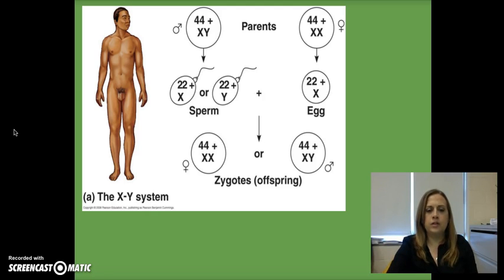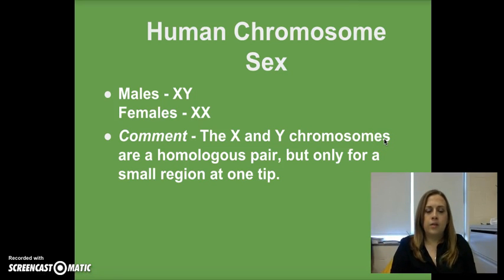So you have the parents, so you've got the 44 total chromosomes and then XY in a male. And so when sperm is made, you will have half of them that have 22 chromosomes and an X, and half that have 22 chromosomes and a Y. With the female, all of your egg cells will have 22 chromosomes and then an X chromosome. And so then you will have your zygotes, which will either be, again, female with XX or male with XY.